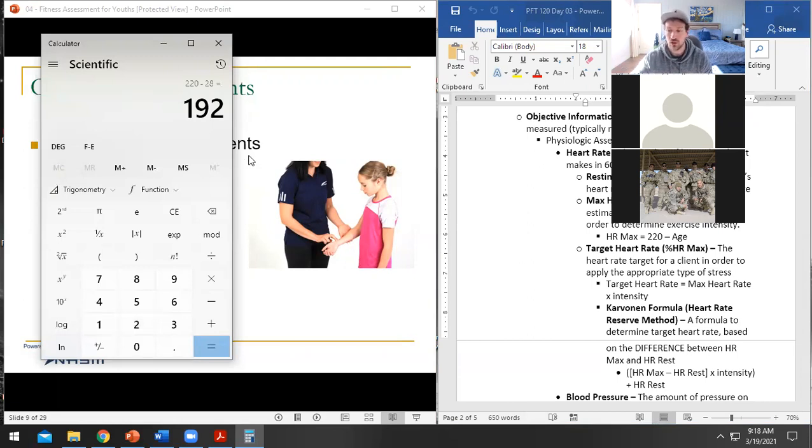So that'd be 220 minus 28. So your heart rate max is 192. So if I wanted to give you a heart rate range for your cardio, I'd say, I want you to be between 65 and 75%. So 192 times 0.65, that's 125. 192 times 0.75, that's 144. So I'd say I want you somewhere between 125 and 144 in terms of your heart rate, which is a pretty big range, right?